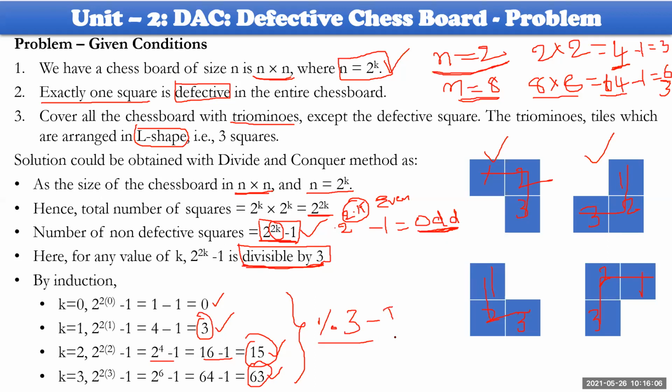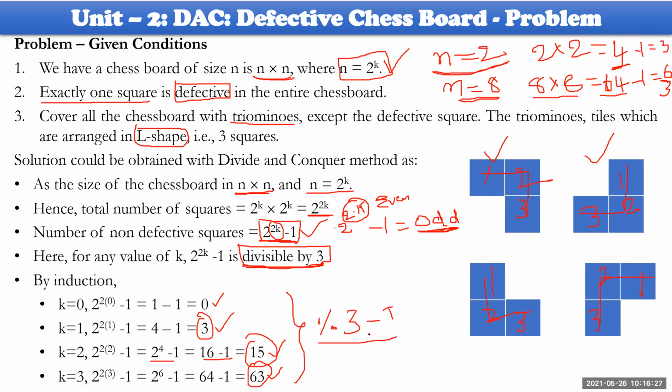So if this particular condition holds true, yes, we can say you can cover all the other squares with the triominos. It could be possible. Okay. So this is the basic problem.